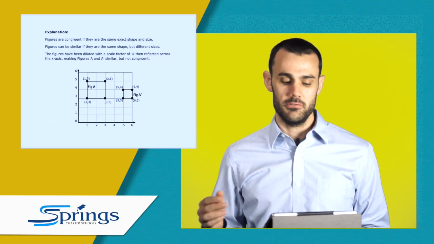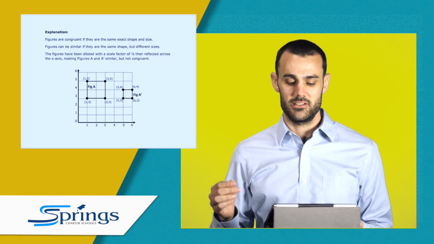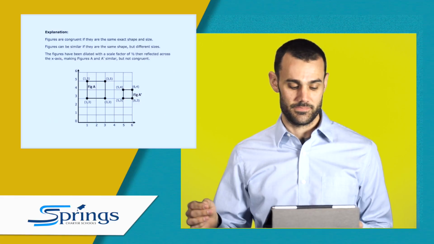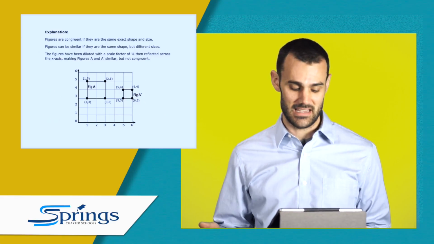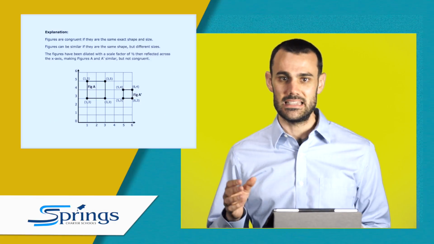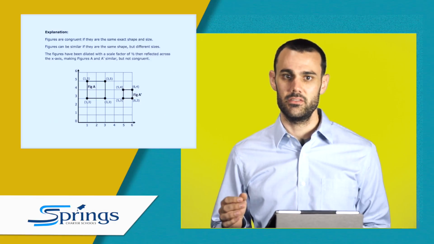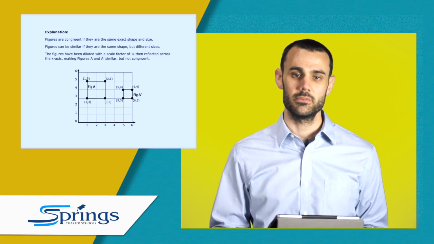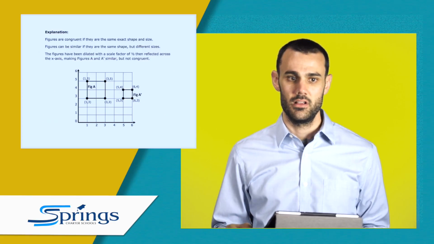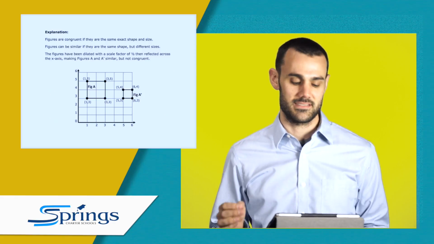These figures are congruent if they are the exact same shape and size. Figures can be similar if they have the same shape but different sizes. So based on what we see here, we could go ahead and say with confidence that these are similar figures but not congruent. They're similar because they're the same shape, but they're not congruent because they are not the same size.